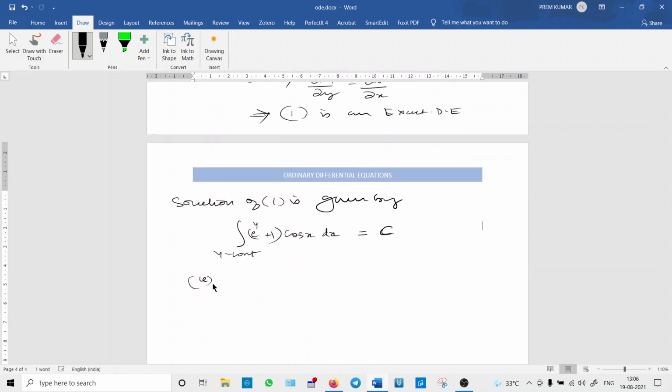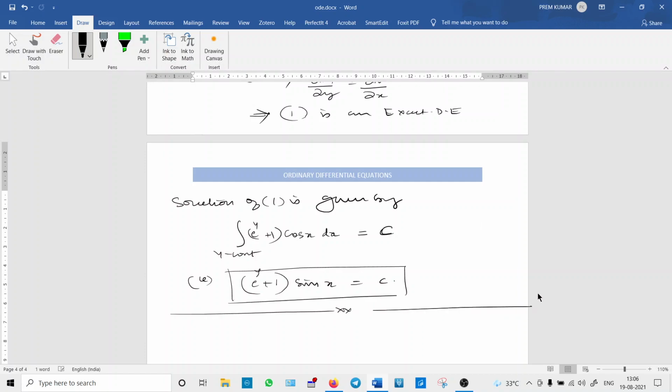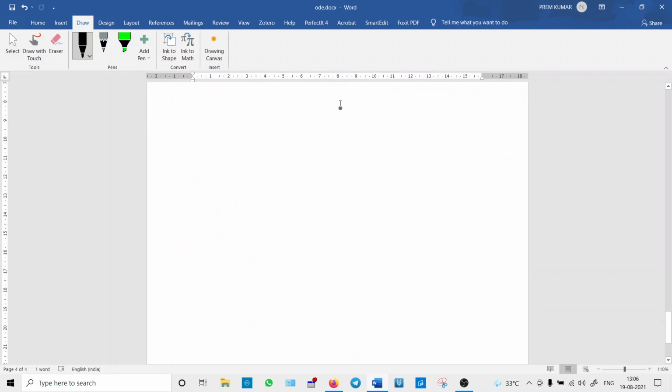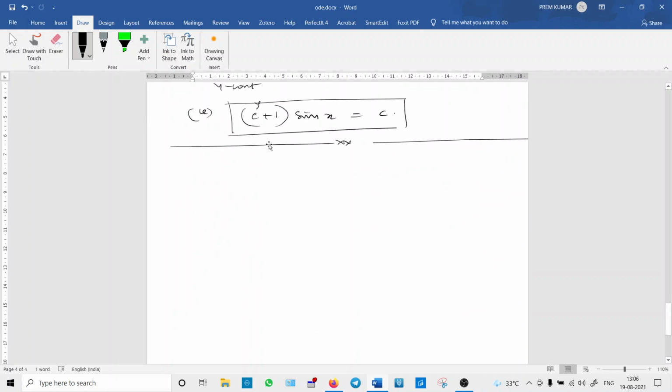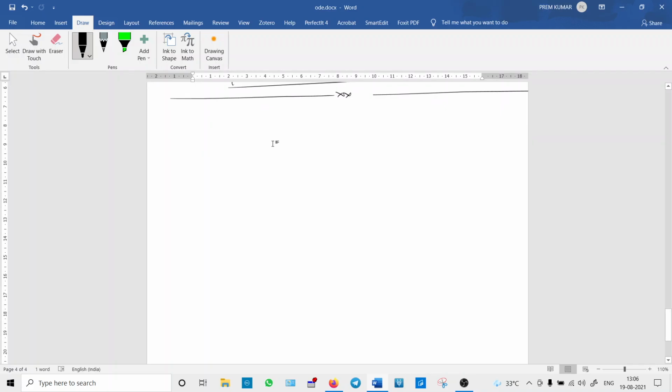So we are going to integrate with respect to x. e^y plus 1 is a constant. We can treat it like a constant. The integration of cos x is sin x. This is the solution. Okay, this is the solution of the given exact differential equation.